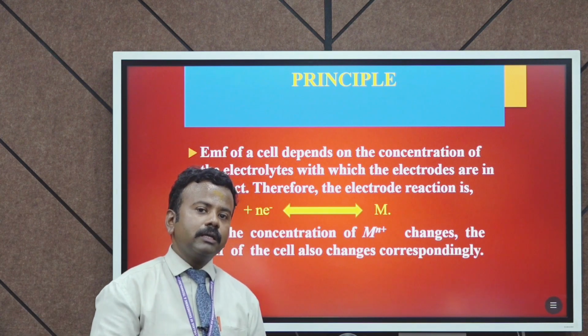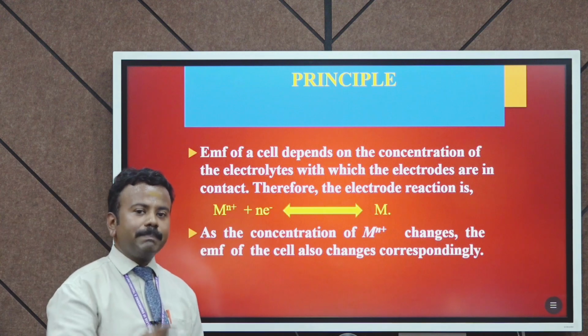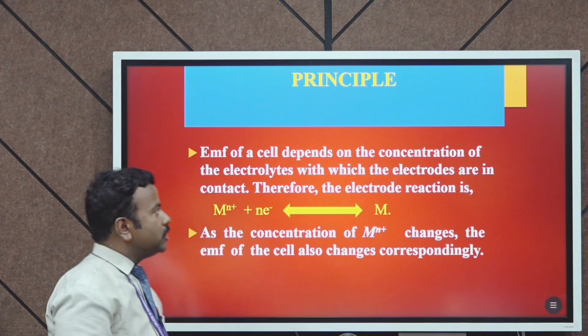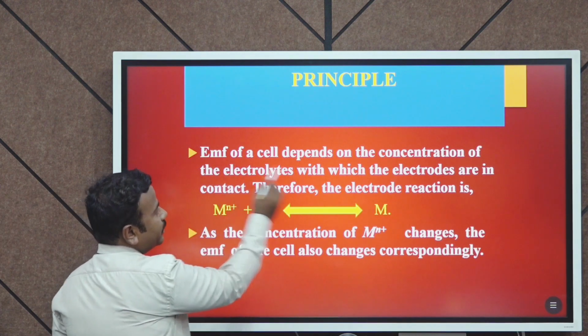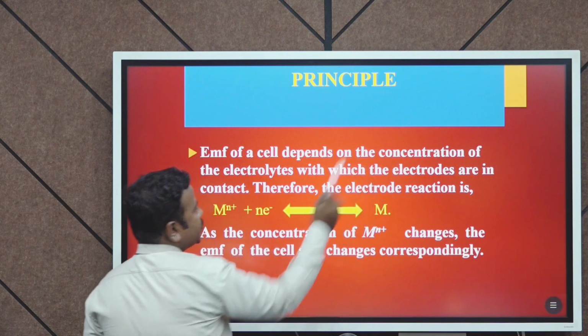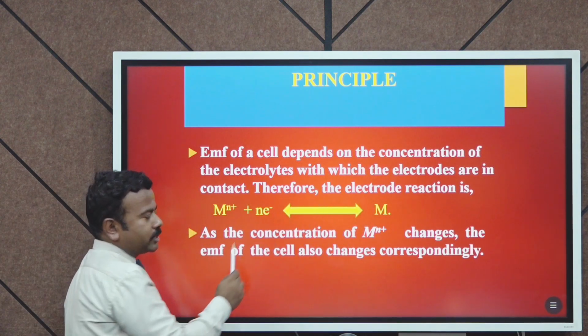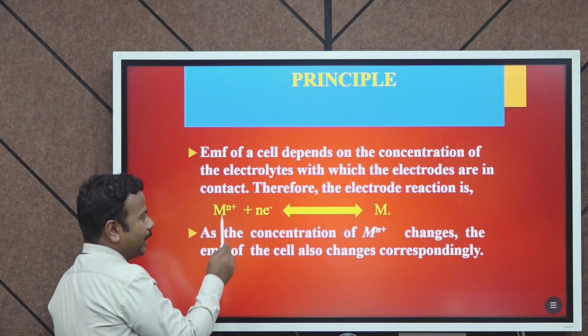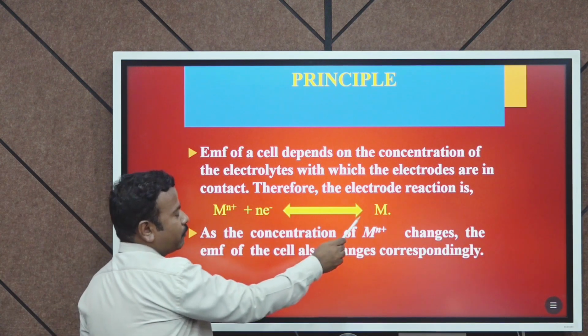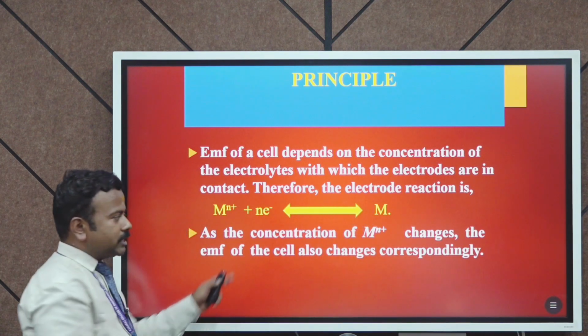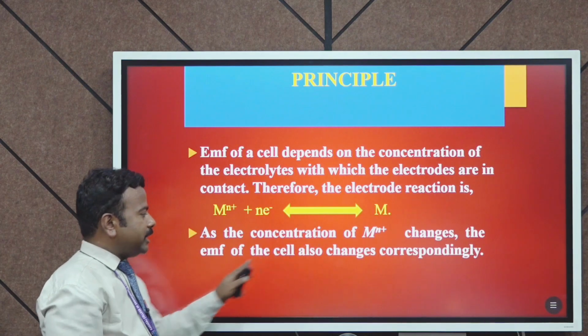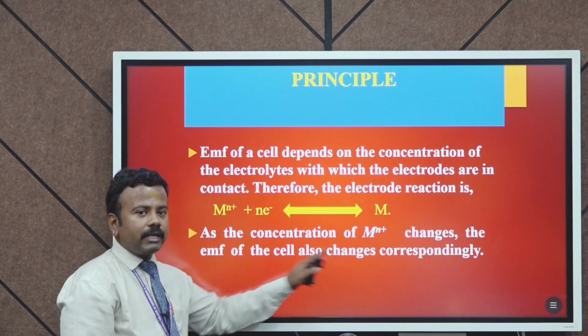Next we have to discuss the basic concept of potentiometric titration. Normally, potentiometric titration depends upon the concentration of the solution. So the EMF depends upon the concentration of the solution. Here the electrodes are in contact with the solution, therefore the electrode reaction is M^n+ plus n electrons giving the metal M. As the concentration of M^n+ changes, the EMF of the cell also changes correspondingly.